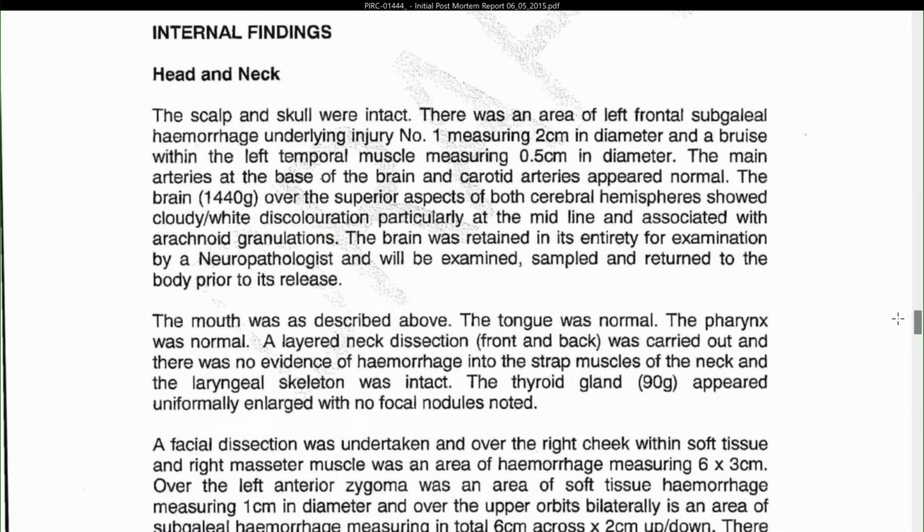Right, thank you. And so you describe the hemorrhaging, the bruise there, and then you say the main arteries in that area appeared normal, and the brain, you give the weight. Is that a normal weight? Yes. And you then talk about the cerebral hemisphere showing cloudy or white discoloration and arachnoid granulations. I'm wondering if you could explain to us what that means. It's a completely normal finding that you can see in the brain. It doesn't mean that there's any definite pathology.